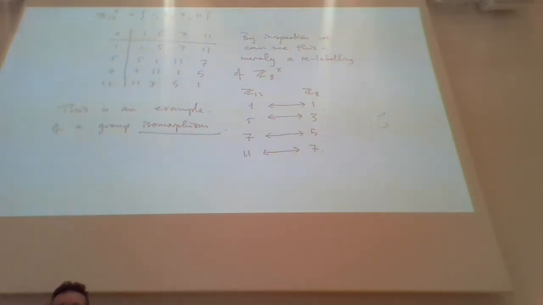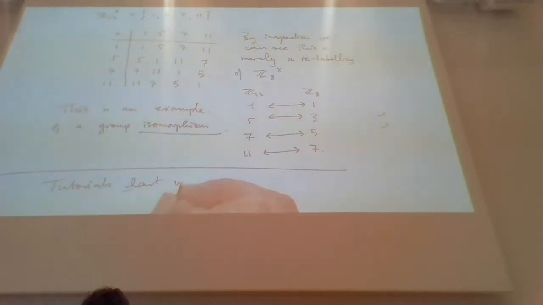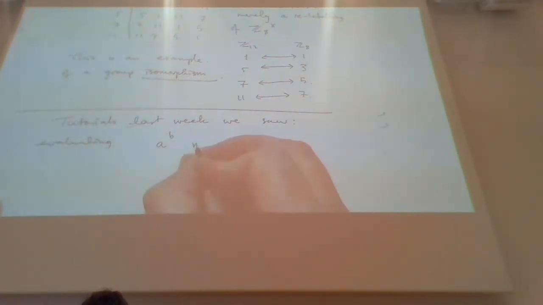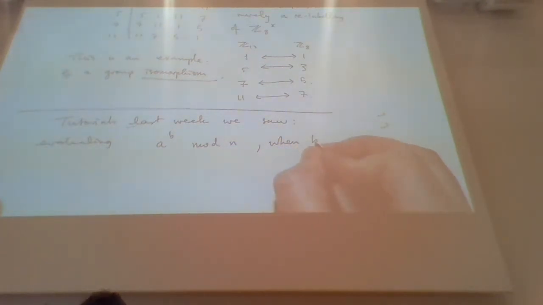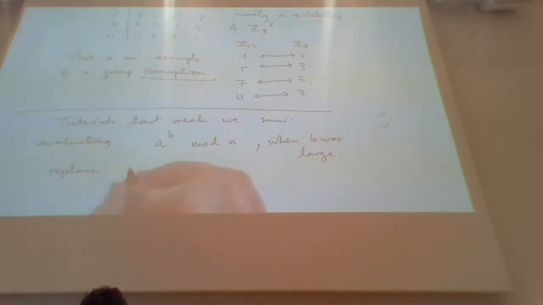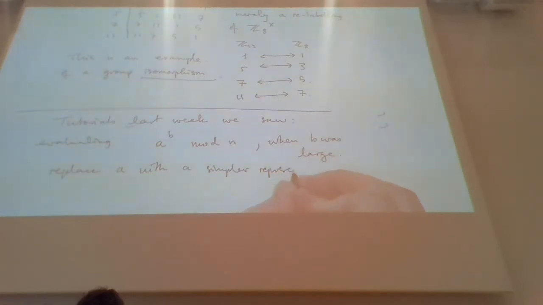questions? Okay. So, what did we do in the tutorials last week? Well, one of the things we looked at was a method of evaluating a to the power b modulo n when b was large. Okay, if b was a large number, we actually looked at these nice ways that we could evaluate a to the power b mod n. And there were two methods. We could replace the base a with a simpler representative mod n.